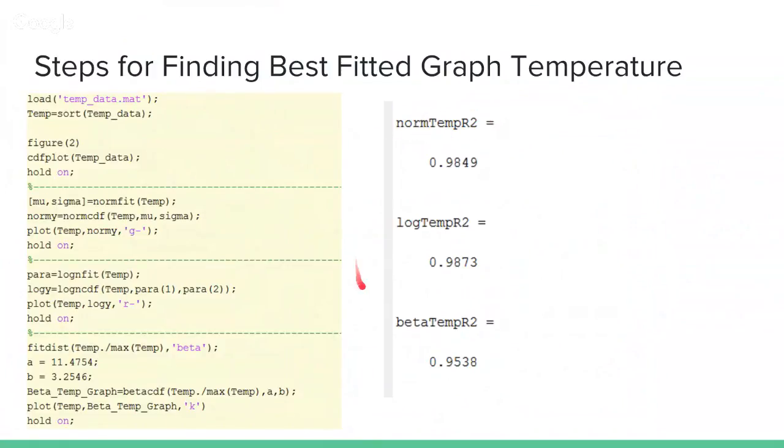So we took one for each analytical solution, and the closer these values were to 1, the closer they were to actually matching our CDF. As you can see, the log normal adjusted R2 for this one was the closest to 1. It was 0.9873, so it was the best fit.